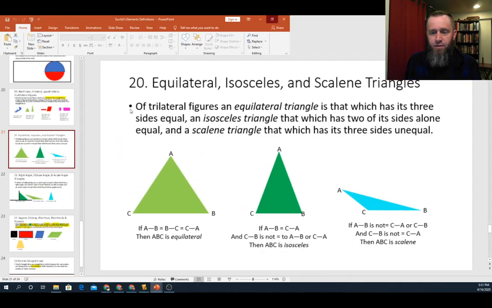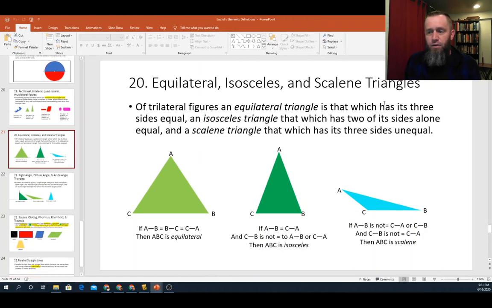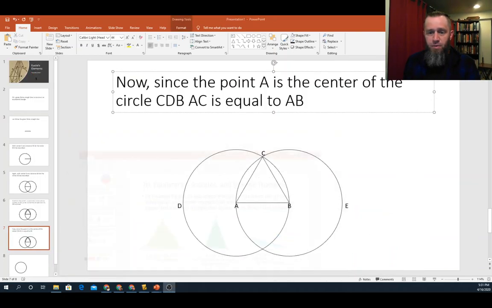So if we go back to our definition of equilateral triangle, an equilateral triangle is that which has its three sides equal. So A, C, and B. If AC is equal to AB is equal to CB, that's an equilateral triangle. That's what we're working with. That's what we're trying to prove. That's just an important thing to remember for what we're doing here. So we haven't proved it quite yet, but we have proved that AB and AC are equal. So these two sides we know are equal.